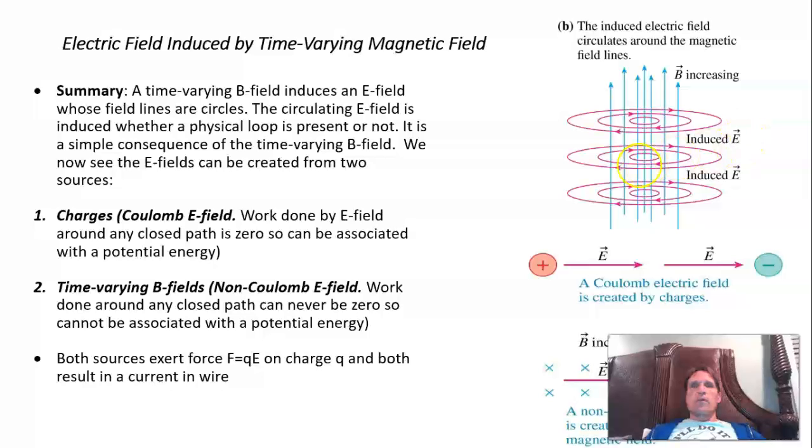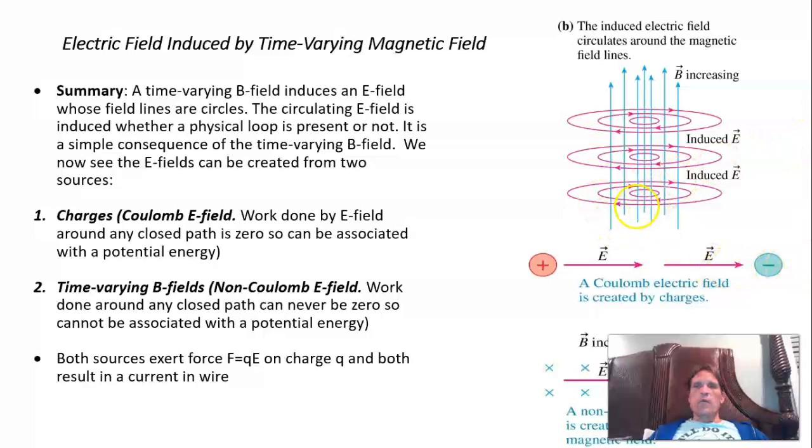So here I'm kind of summarizing this. Remember, a time-varying magnetic field induces a circular electric field. By circular, I mean the field lines are loops surrounding the loop. And this electric field is induced whether there is actually a physical wire loop present or not. Even if we remove the wire, you will still get a circulating electric field, which is a consequence of the fact that the magnetic field is changing in time.